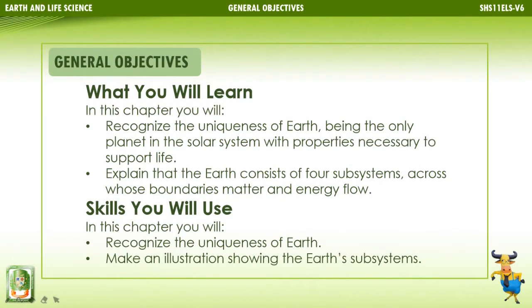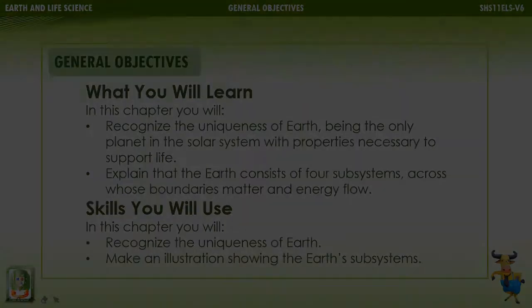General objectives. What you will learn in this chapter: you will recognize the uniqueness of Earth, being the only planet in the solar system with properties necessary to support life. Explain that the Earth consists of 4 subsystems, across whose boundaries matter and energy flow. Skills you will use in this chapter: you will recognize the uniqueness of Earth. Make an illustration showing the Earth's subsystems.